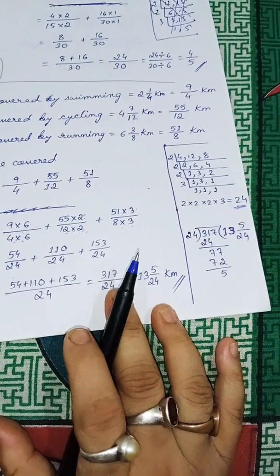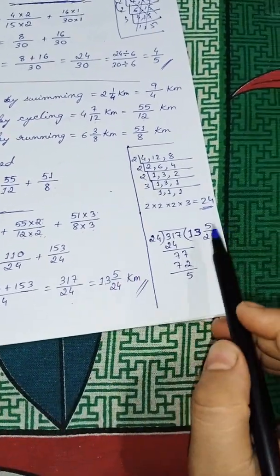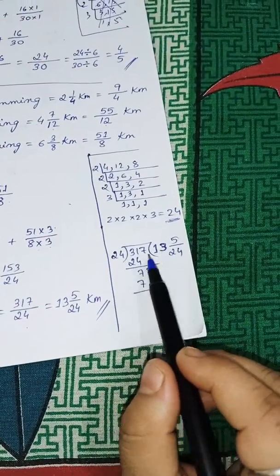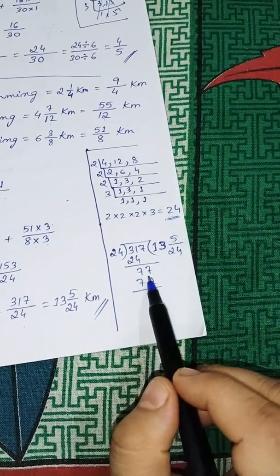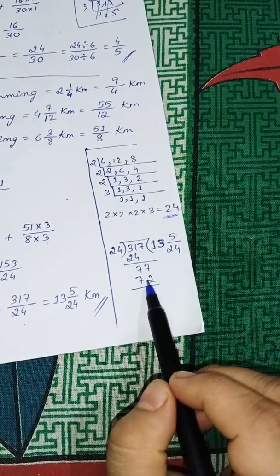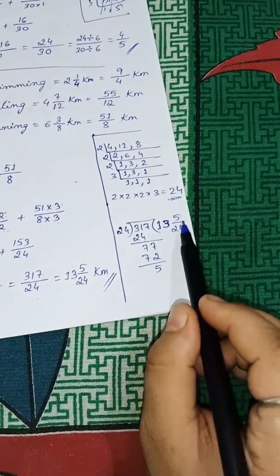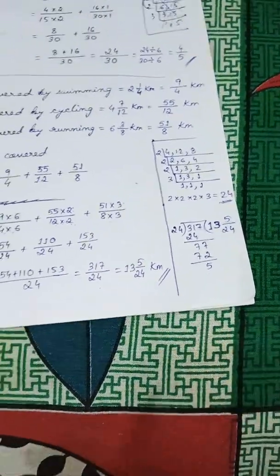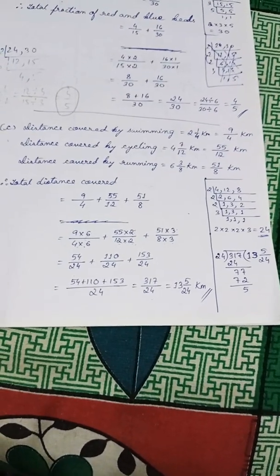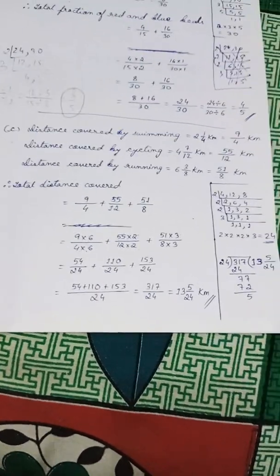Because it's an improper fraction, let me convert it into a mixed fraction again. I've done the division here. 24 1s are 24, remainder 7, bring down 7 to get 77, 24 3s are 72, remainder 5. So 5 will become the numerator, and this will become the denominator. So 13 5/24 kilometers is your answer. So this is answer number C.